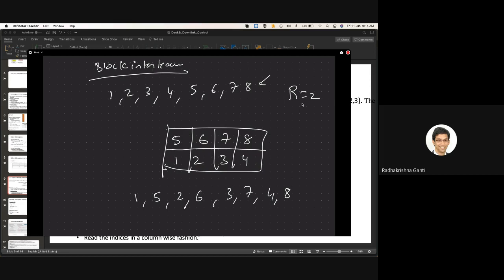This is called a block interleaver. You write row wise and read column wise. There are other variants where you write column wise and read row wise. In this particular case, you write row wise and read column wise. Is this clear?